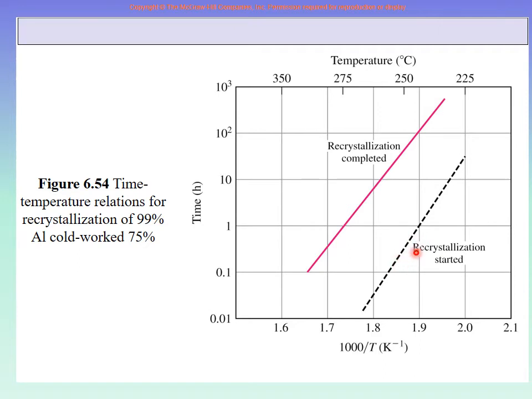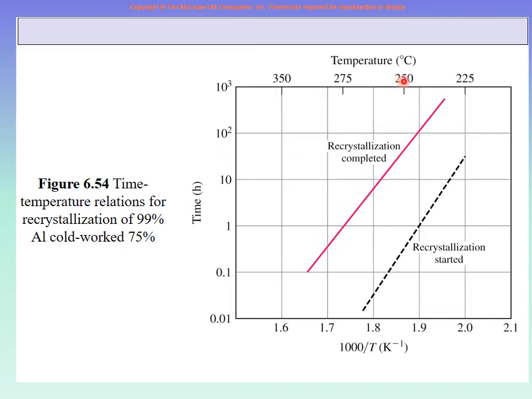So when does recrystallization start? And when does recrystallization complete? So recrystallization starts here and recrystallization completes here. This line is for recrystallization completed, right? So now this is a time temperature curve. That if we hold it at 275 temperature, then how long will we have to hold it until it completely completes this? If we do it at 250, then we will have to hold it for some other time, right? That is how it is, isn't it?